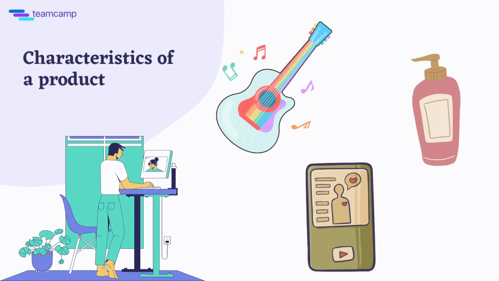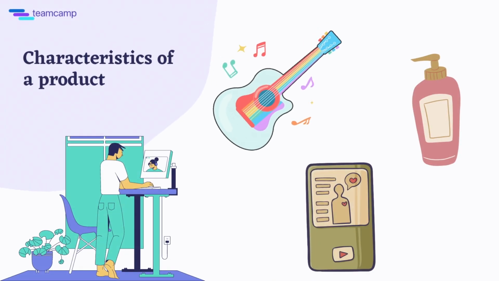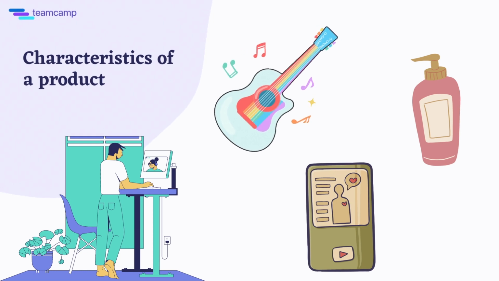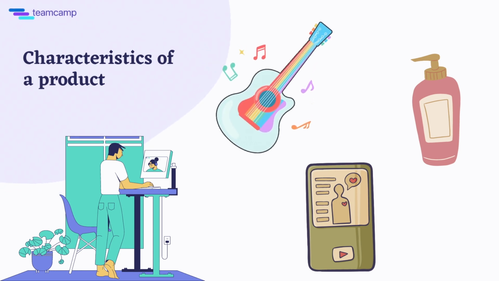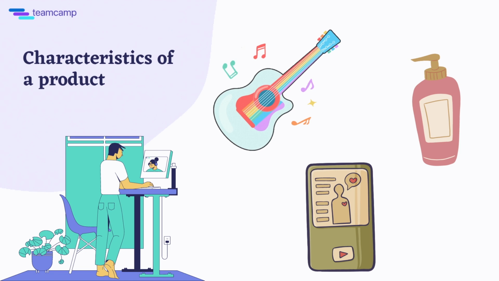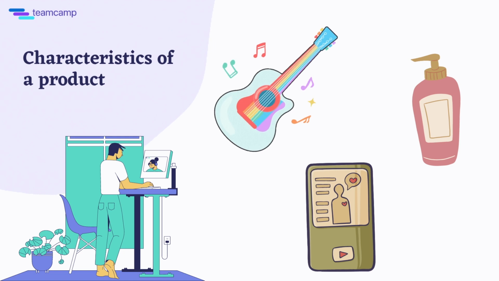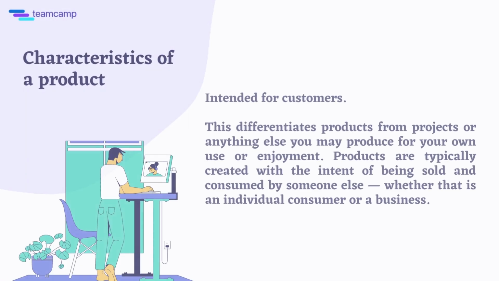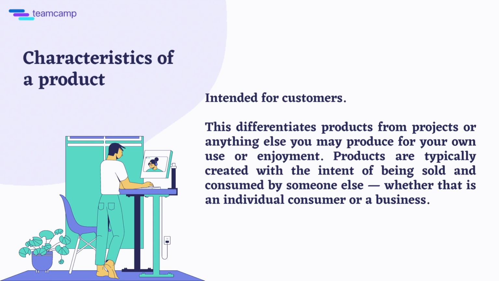Characteristics of a product: a live concert, shampoo, and a fitness app. These are all examples of products, but the similarities between them are few. This is part of what makes product development so exciting. Endless possibilities exist to create new offerings for all kinds of customers. Though product characteristics vary widely, a few basic ones are universal.